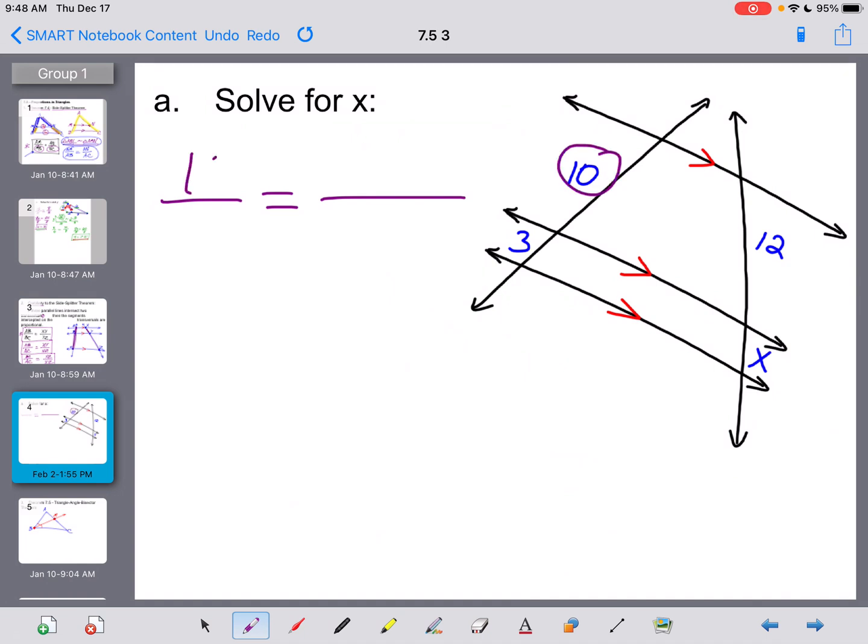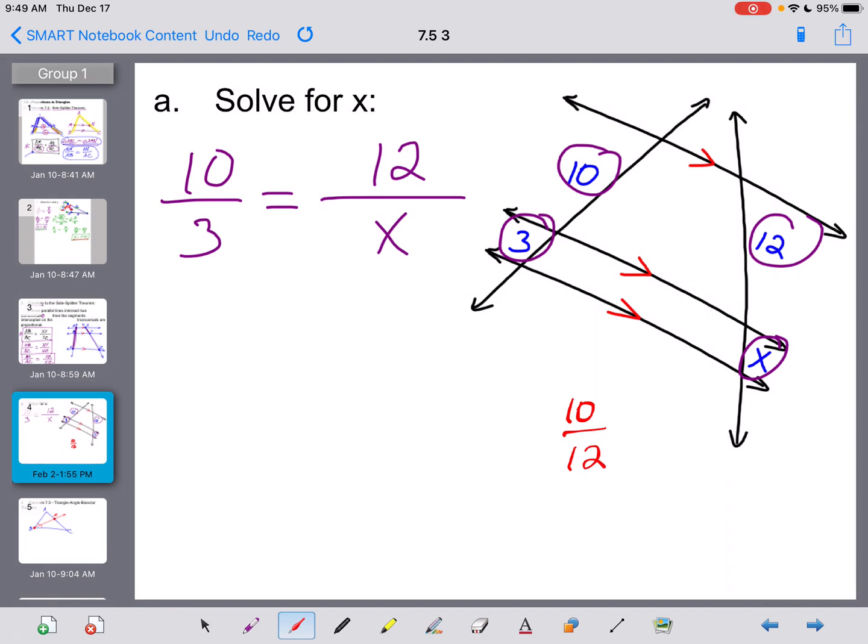10 is the top left number. 3 is a corresponding side right underneath it. And that equals, well, your top right number would be 12, and your bottom right number would be x. Now, if anybody was thinking, wait a minute, I would have done that differently, you could very well still get it right. The 10 on the left corresponds to the 12 on the right, if you want to look at it going that way, in which case then here is your second ratio. That now equals 3 over x. That works too. I'll show you why in just a second.